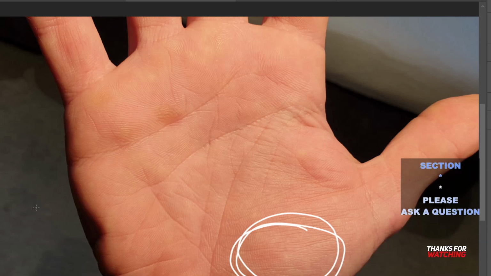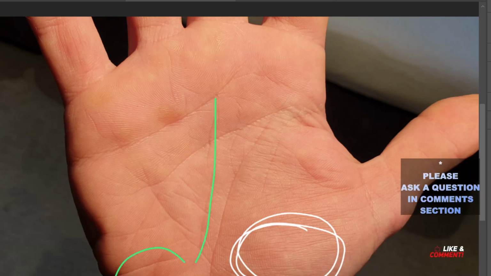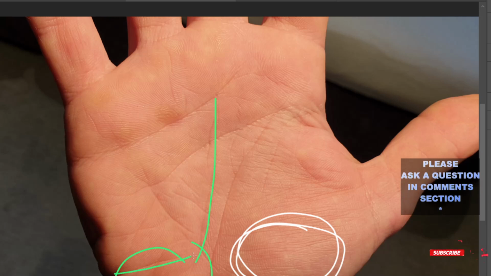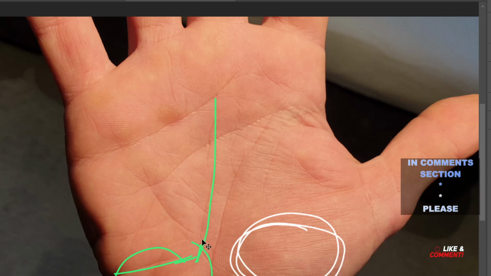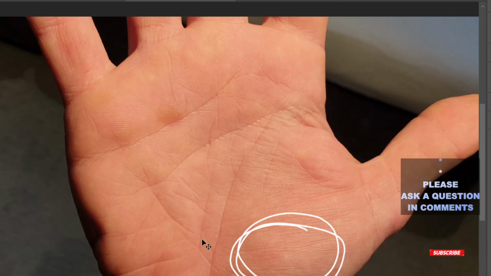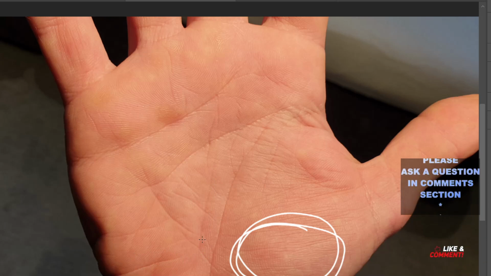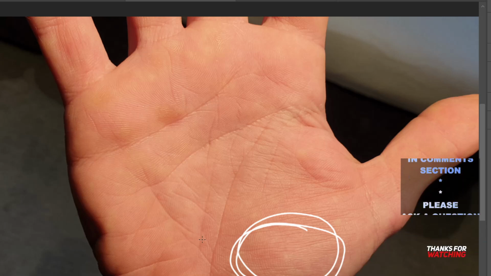And because the money line is starting somewhere on the mount of moon, this is the mount of moon, and there's a line somewhere out here. So if this line had touched the fate line, then probably help coming from the opposite sex, or staying far away from your birthplace could come into play. And that's all I can basically talk about this particular hand.